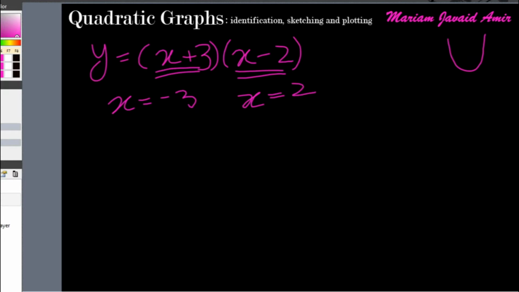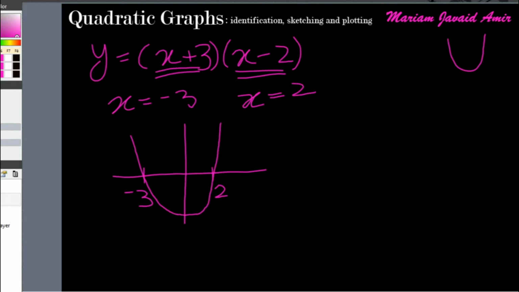So the two solutions, or the two roots, are 2 and minus 3. So the graph will be a U-shaped graph, which will cut the x-axis at 2 and minus 3.